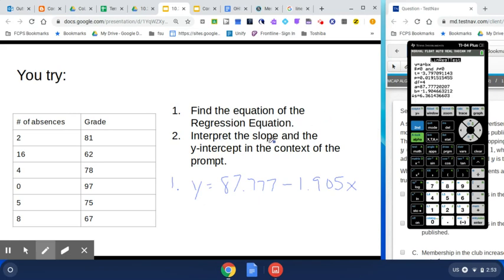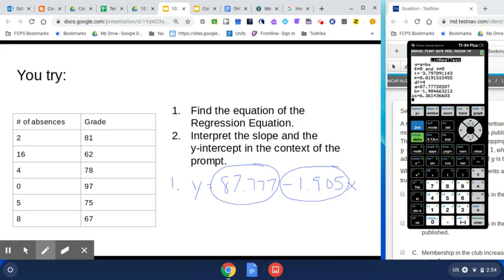Number 2, interpreting the slope, we would be interpreting this negative 1.905 number. So my interpretation would sound like, for each additional absence, the predicted final grade decreases by 1.905%. Interpreting the y-intercept, I would say a student is predicted to get a grade of 87.777 when there are 0 absences.